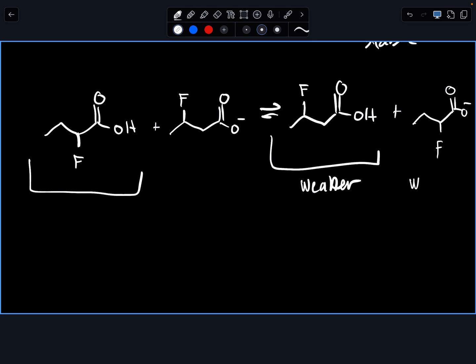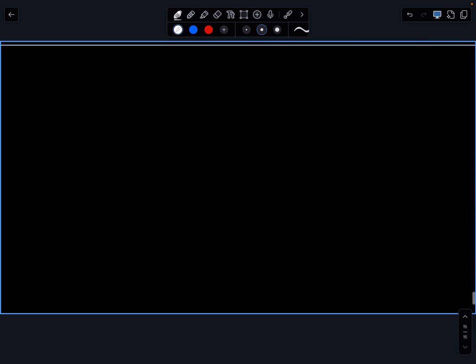So the two weak things are both on the right. This means the right is going to be favored. So the equilibrium favors the right, or lies to the right, or something along those lines. Do you want another one of these? Let's do one more.